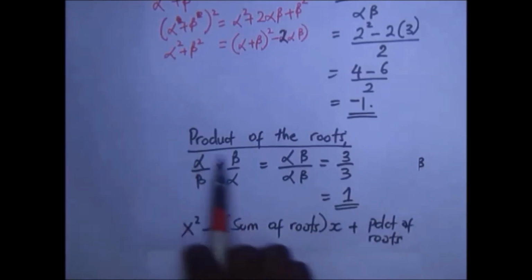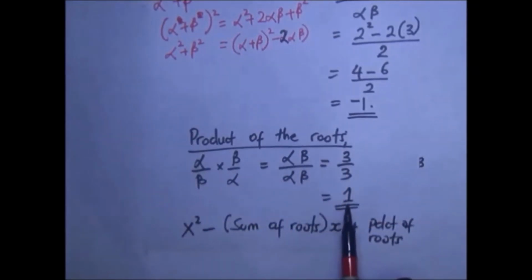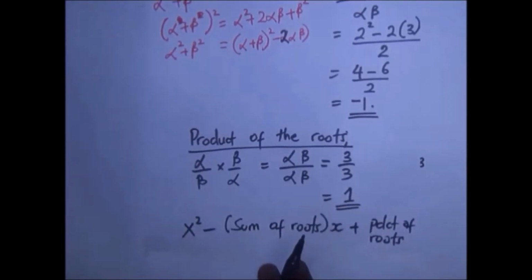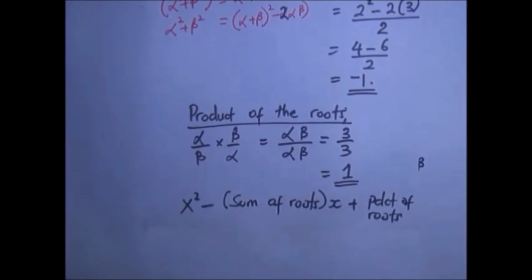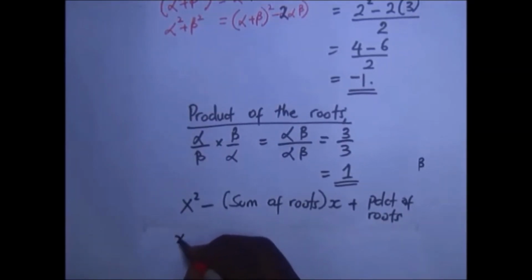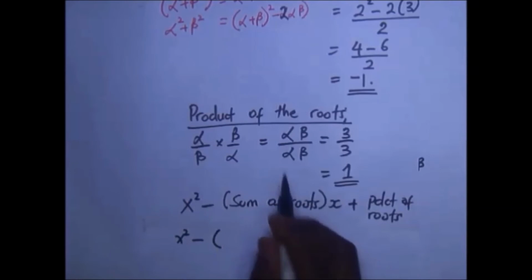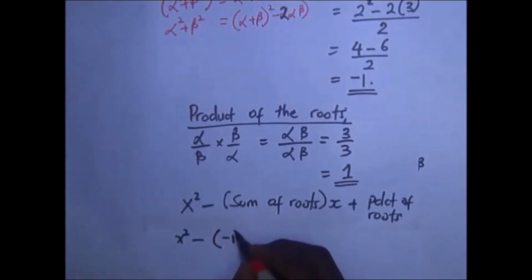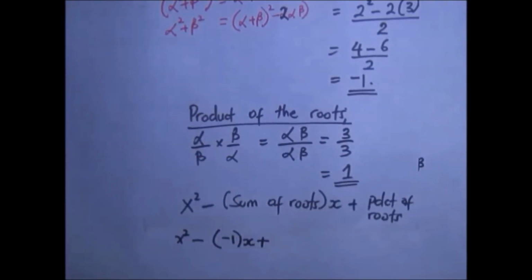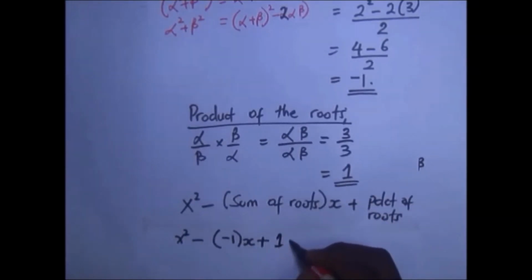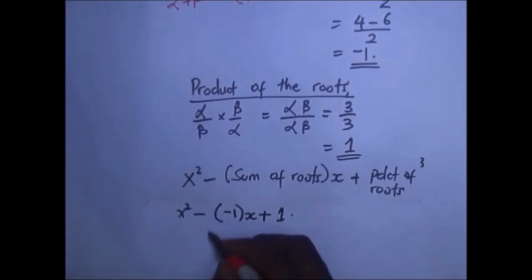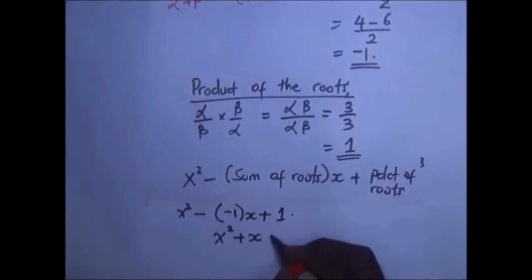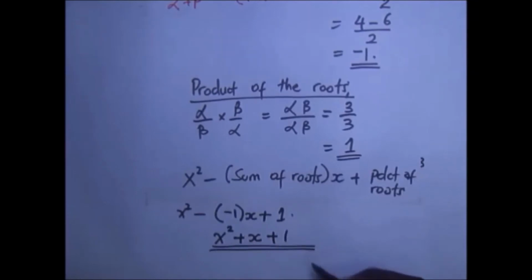So after finding the sum of the roots as negative 1 and the product of the roots as 1, we go ahead and substitute it in that expression: x squared minus sum of roots plus product of roots. In this case, it's going to become x squared minus, the sum of the roots is negative 1, x plus the product of the roots, which is 1. So our quadratic equation here is going to become x squared, this times that is, plus x plus 1. That is the quadratic equation we get in that case.